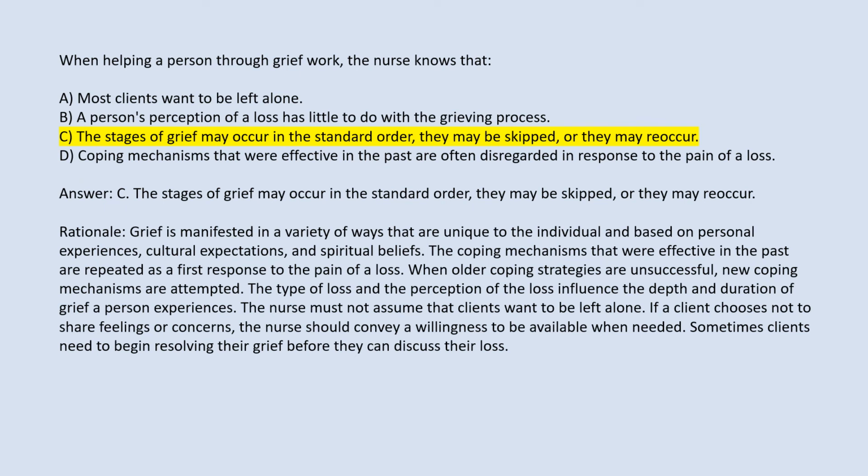Answer: C. The stages of grief may occur in the standard order, they may be skipped, or they may reoccur. Rationale: Grief is manifested in a variety of ways that are unique to the individual and based on personal experiences, cultural expectations, and spiritual beliefs. The coping mechanisms that were effective in the past are repeated as a first response to the pain of a loss. When older coping strategies are unsuccessful, new coping mechanisms are attempted. The type of loss and the perception of the loss influence the depth and duration of grief a person experiences.